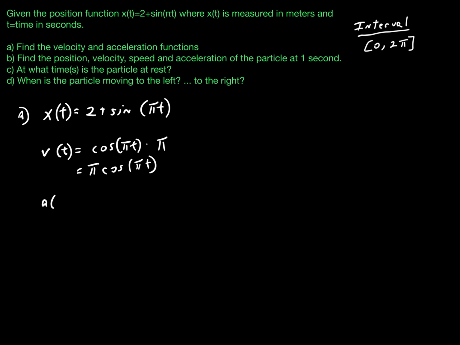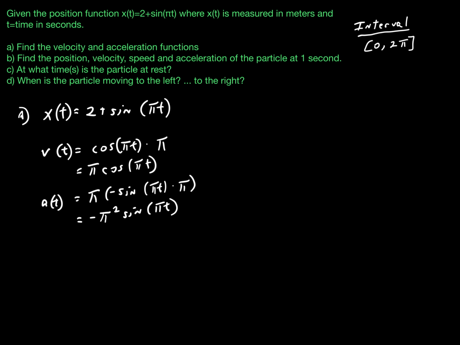because now when we take the acceleration function, that pi is just a constant. It's a coefficient, so we leave it. And now this becomes negative sine of pi times t times the derivative of the angle value again. When we clean it up, we get negative pi times pi, which is pi squared.